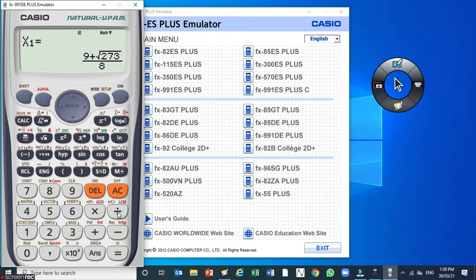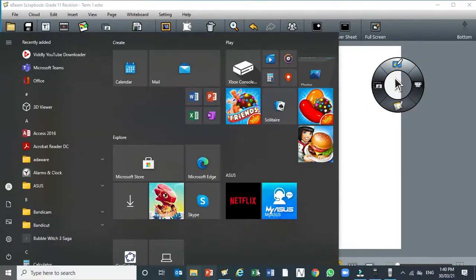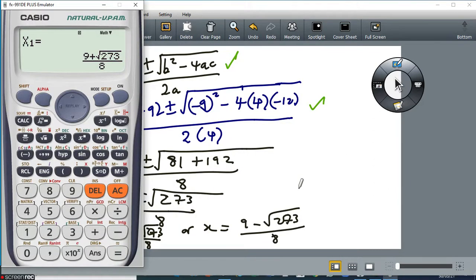That's the first value I have here: 9 plus square root of 273 all over 8. The second one, you see the calculator says x1 because it was programmed to determine more than one value. Then you press another equal sign to get 9 minus square root of 273 over 8.